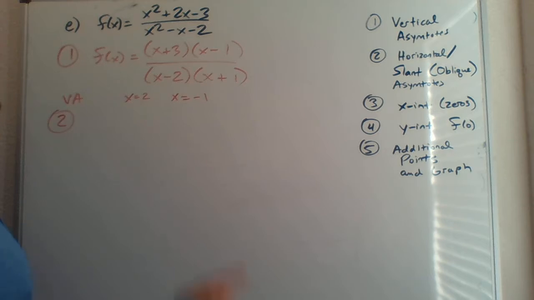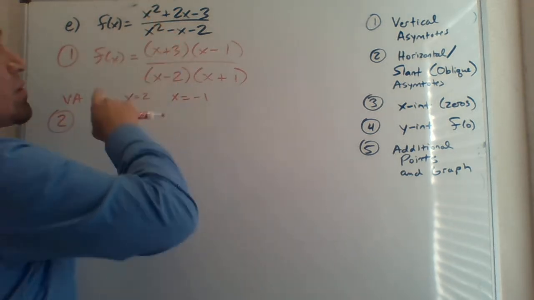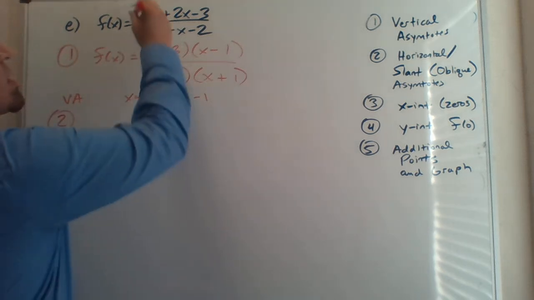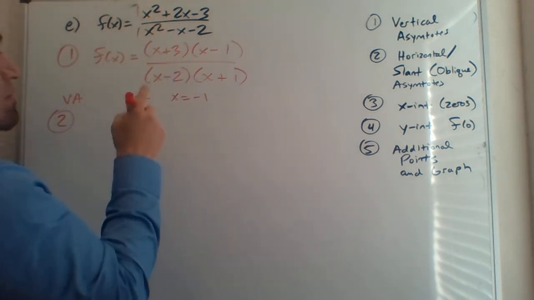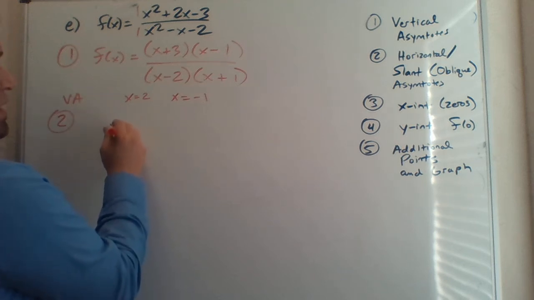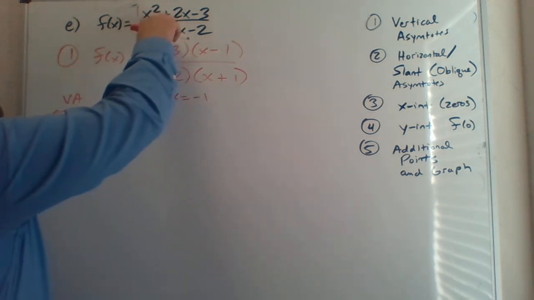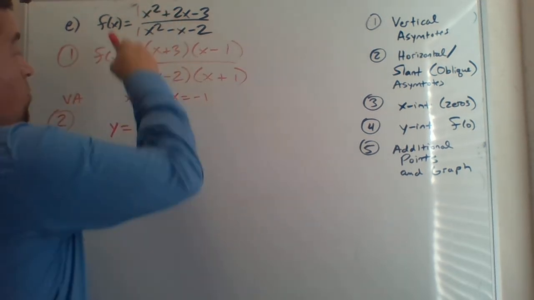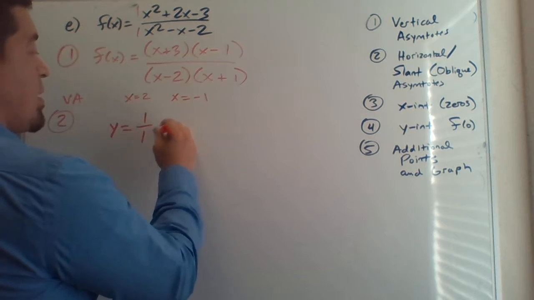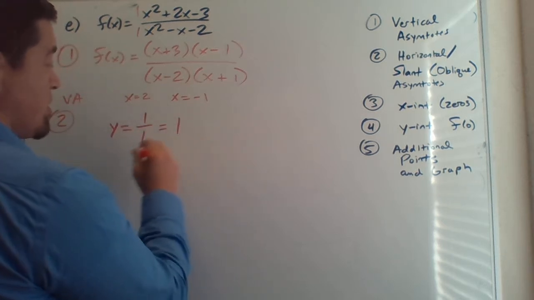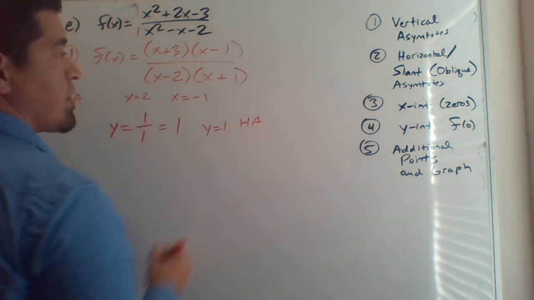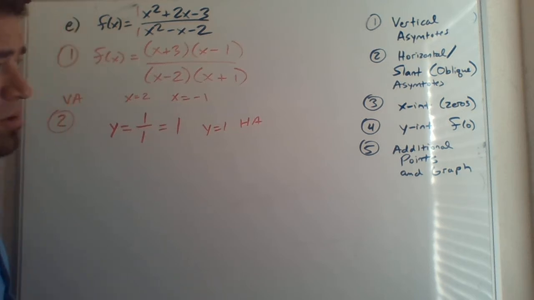Rule 2 is if they match, or if the degree on the top equals the degree on the bottom, then you're going to take the coefficients of the lead terms, which this one's 1 and that one's 1. So this is rule 2, and we're going to get 1 divided by 1, which is going to be y equals 1. And y equals 1 is the horizontal asymptote. Okay, so step 2 is done, and we're going to move on to step 3, which is find the x-intercept.